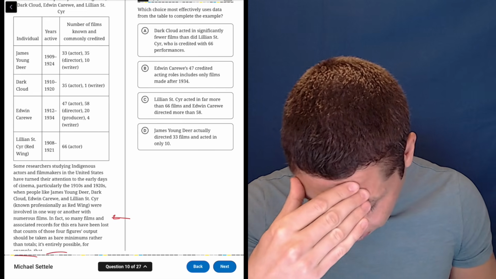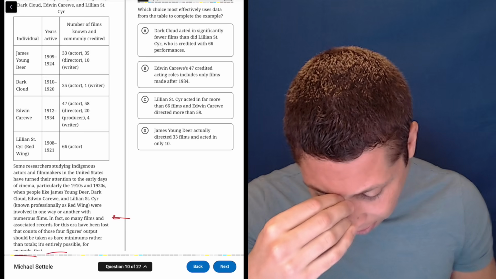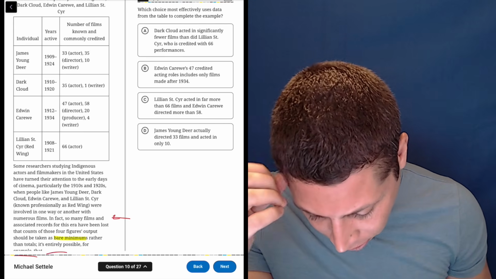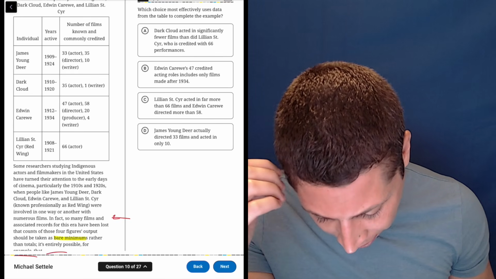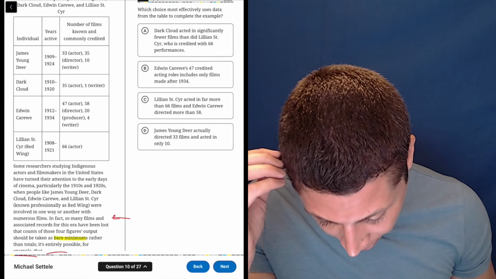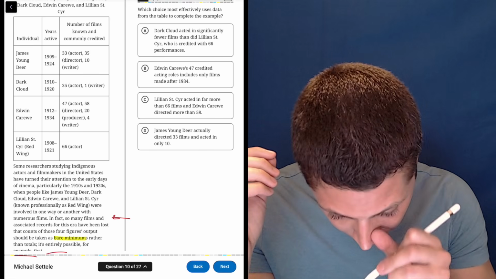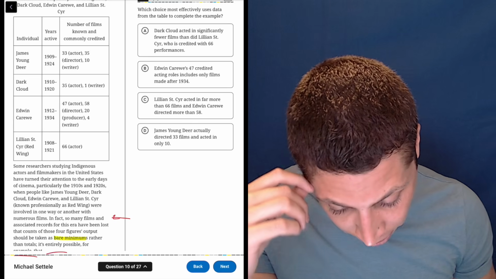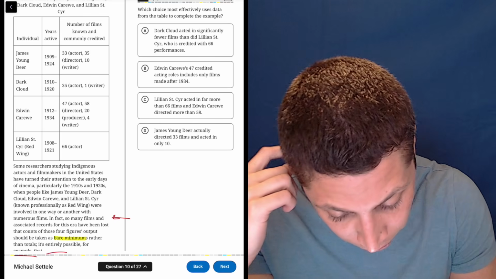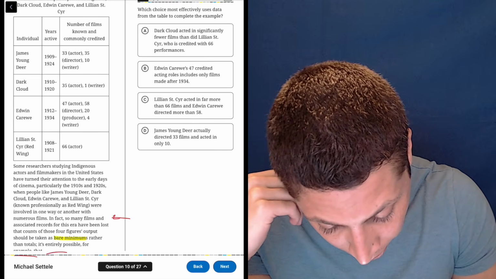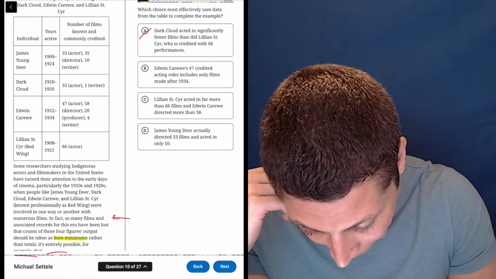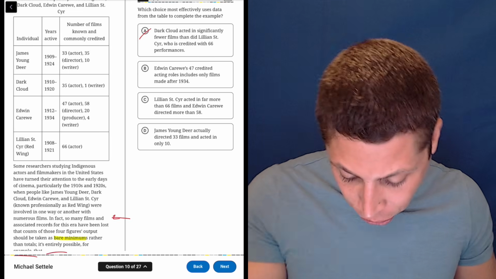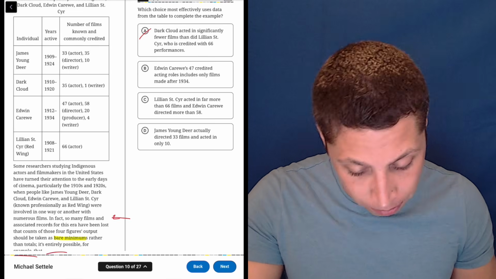In fact, so many films and associated records for this era have been lost that counts of those figures should be taken as bare minimums rather than totals. It's entirely possible, for example, that, okay, so it's a bare minimum. So the number of films is actually higher than what it says. That Dark Cloud acted in significantly fewer films, no. 66. I mean, that's just true, but that has nothing to do with it being a bare minimum, so I don't think that's right.